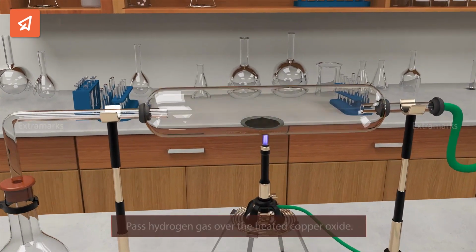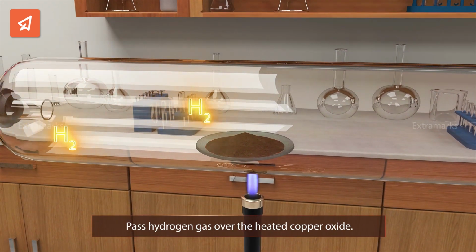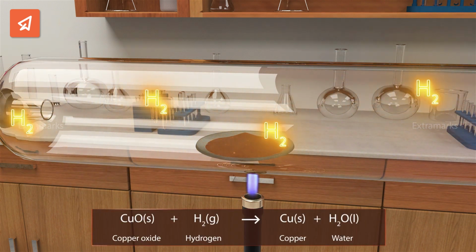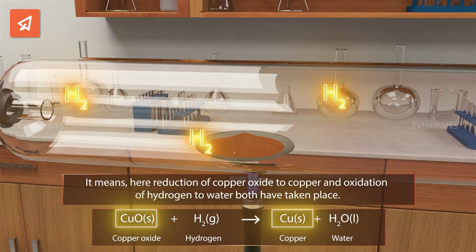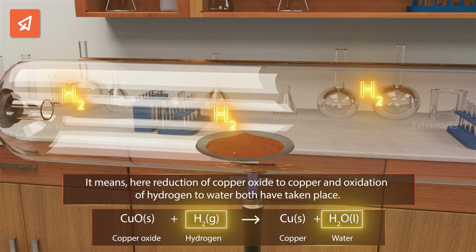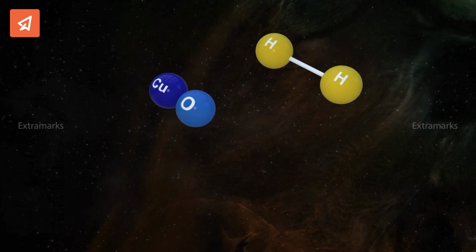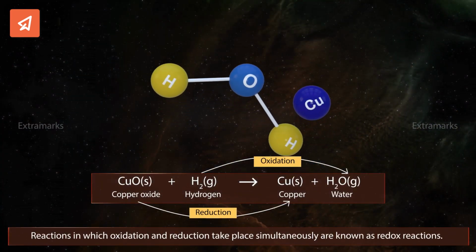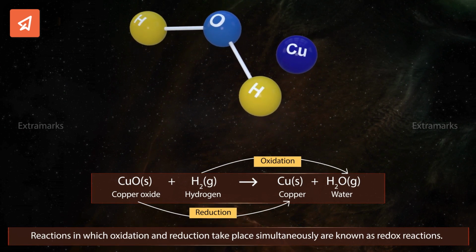Let us now pass hydrogen gas over the heated copper oxide. Notice, now copper oxide is converted into copper. During the reaction, copper oxide loses oxygen and hydrogen gains oxygen. It means here reduction of copper oxide to copper and oxidation of hydrogen to water both have taken place. So we can conclude that sometimes both oxidation and reduction reactions take place simultaneously. These type of reactions are known as redox reactions.